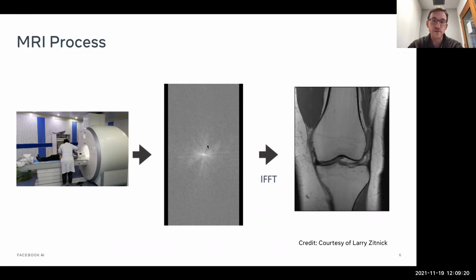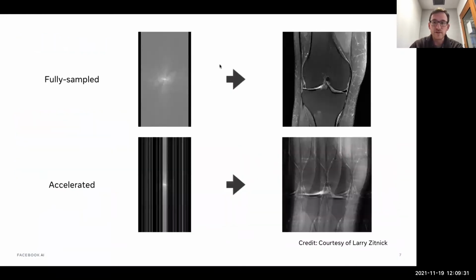And the overall result is we fill up this Fourier transform as fast as possible already. So the only way to reduce the amount of time for a scan is to collect less data. And the issue with collecting less data, if you're familiar with sampling theory, is that you get aliasing.